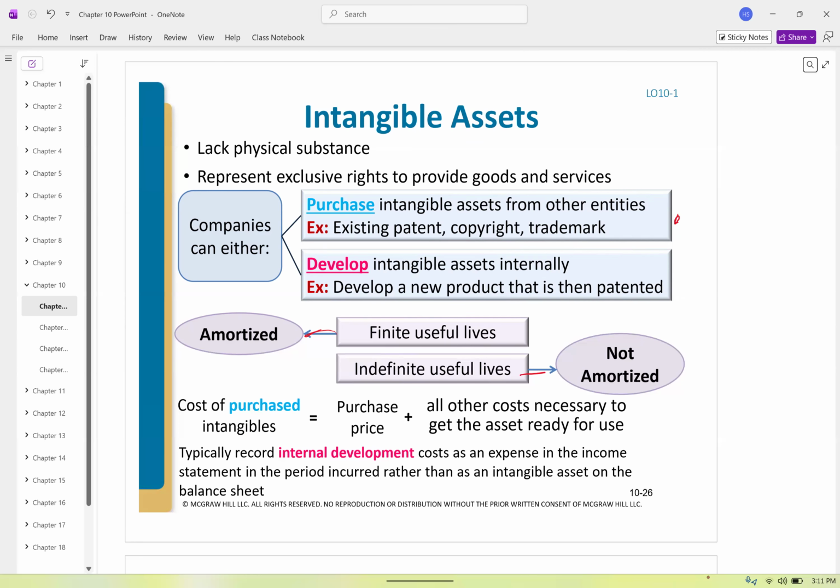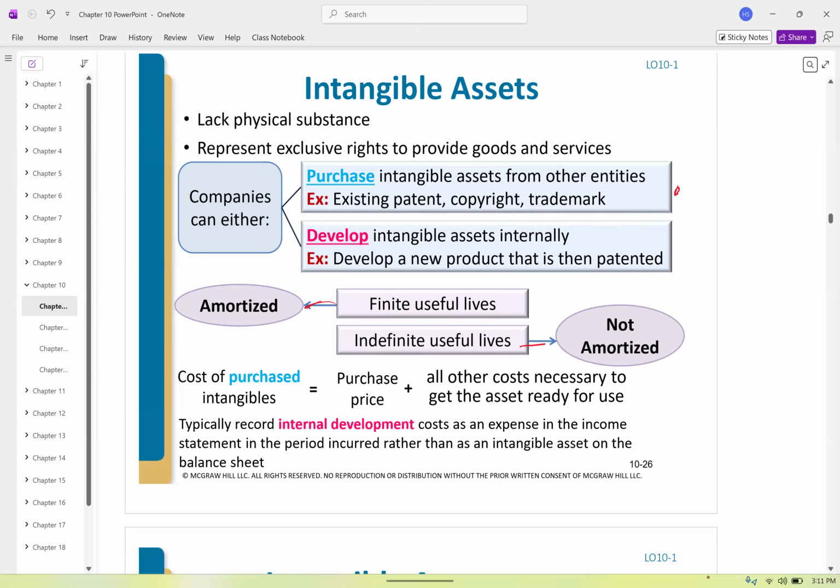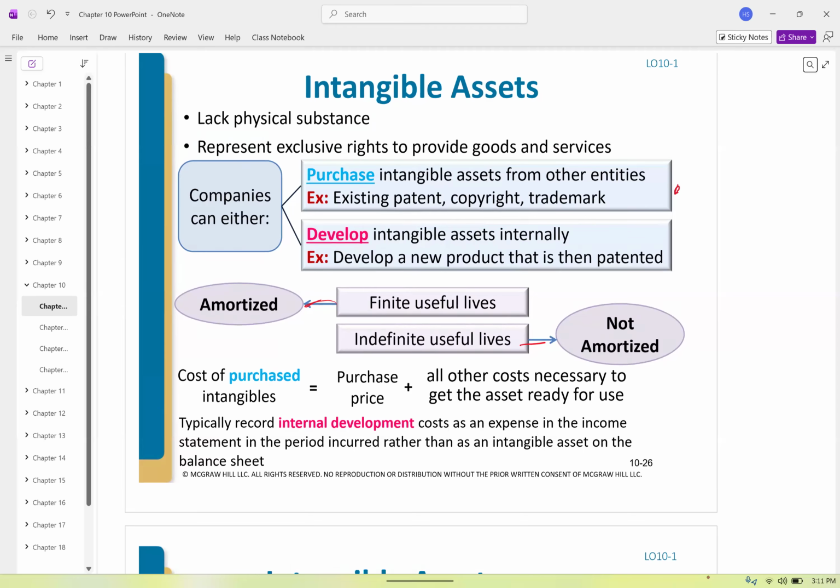And sometimes that's hard to decide. When did you find out it was going to be something that you could go forward with, to define that line between research and development and actually developing that intangible?